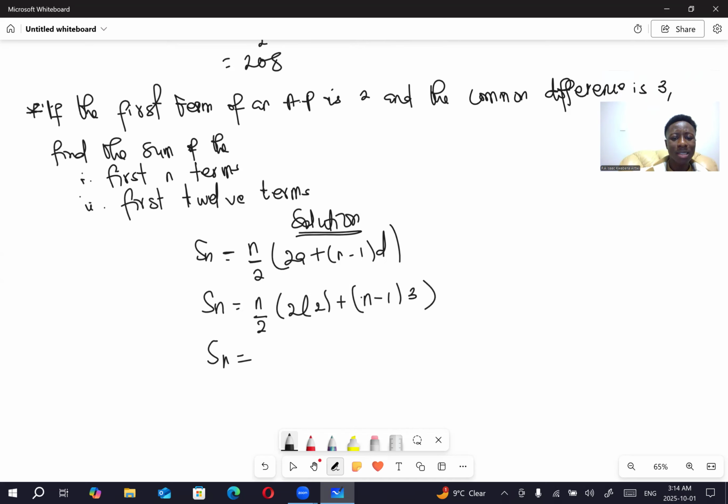What's hard about this? 4 plus, expand this bracket. 3 will multiply everything in the bracket. So that'll be 3n minus what? 3. That'll be 3n minus 3. So that'll be n over 2 into bracket 4 minus 3, which is 1, so 1 plus what? 3n.